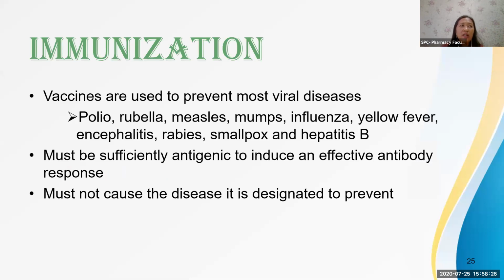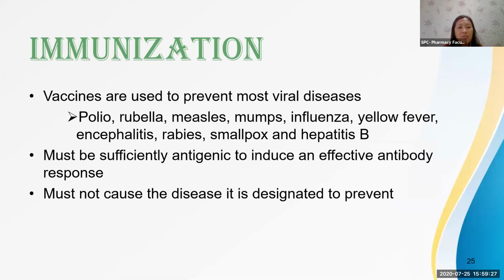Now, immunization. Have you noticed that most of the vaccines on the market are used for viral infection? Most of the vaccines we give, though not all, because there are also some for bacteria like BCG and DPT. DPT is diphtheria, pertussis, tetanus; they are bacterial infections. BCG is for TB. But OPV, oral polio vaccine, is for polio, which is caused by a virus. And Hib, for influenza. So most of the vaccines are for viral infection. That is what we call immunization. Vaccines are used to prevent most viral diseases, including polio, rubella or German measles, mumps, and other infections.